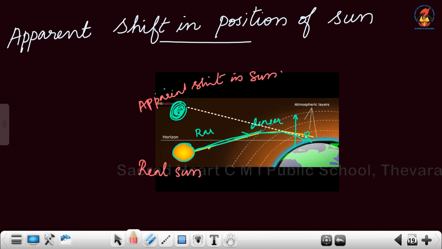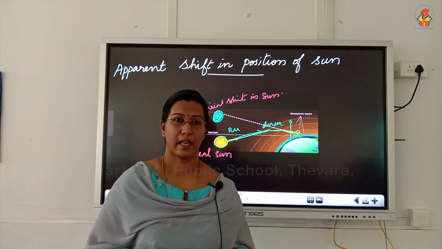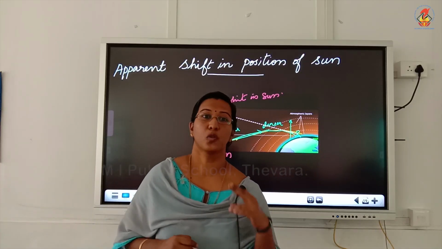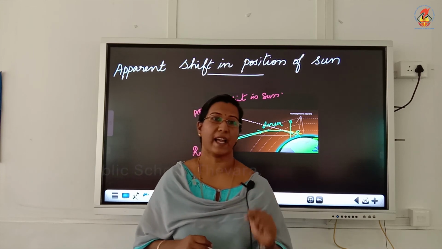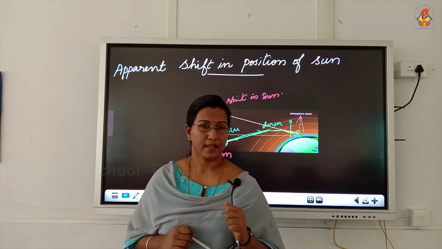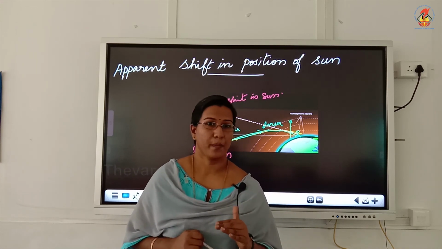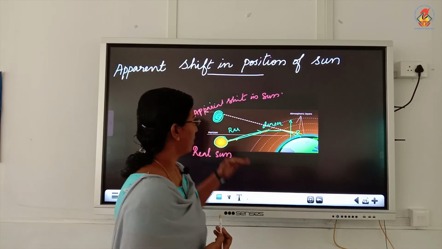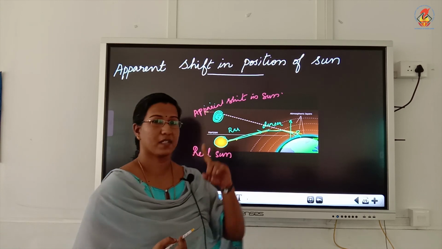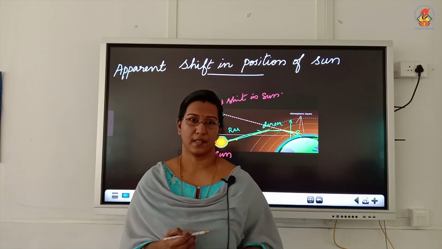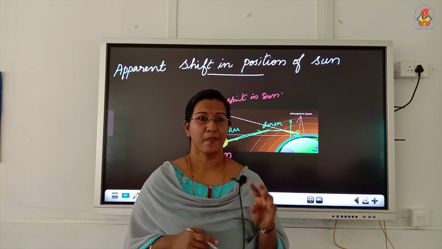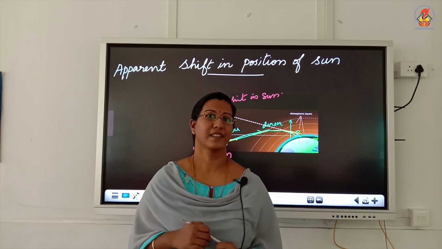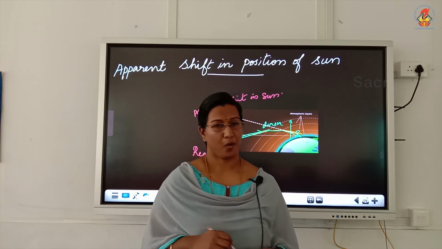And this deviation is about 0.5 degree, or we can say we are seeing the sun 2 minutes early before the actual sunrise. In the same way, when the sun sets, the same phenomenon happens. After the sun goes below the horizon also, we will be viewing the sun for 2 minutes. So our day is 4 minutes longer than the original time. I hope you got an idea.